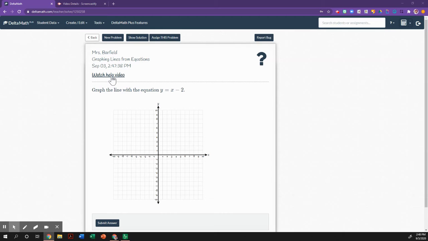Delta Math upgraded for you guys this past week. Or you can always go and search up a Google video based on YouTube search or however you want to look for it. But if I want to graph the line y equals x minus 2, the first thing I'm going to do is plot that y-intercept.